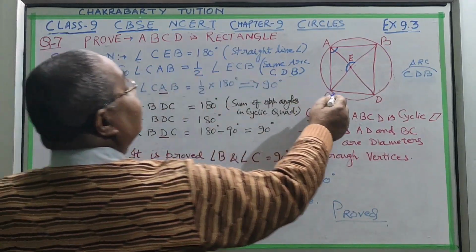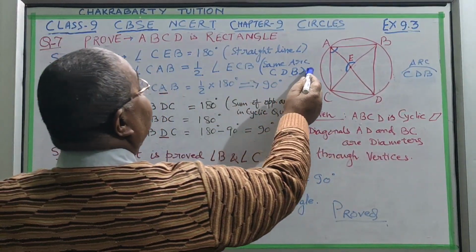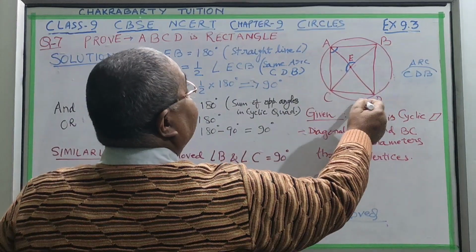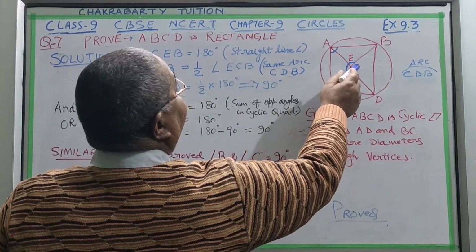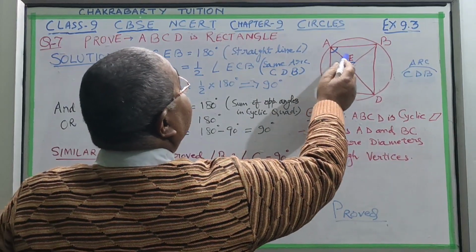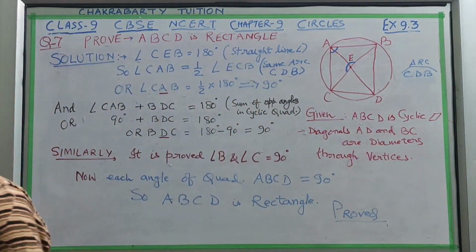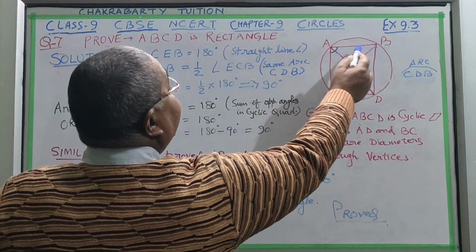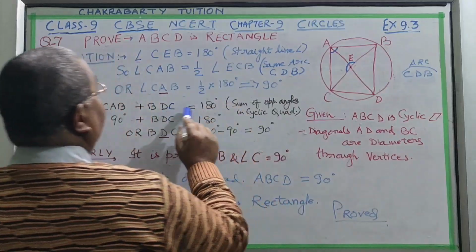Okay. And angle CAB will be half of it. Why half of it? Because the same arc CDB is making it, and as per the rule, the arc makes double the angle at the center. So if it is double, it will be half. Half of 180 is 90 degrees. So it is 90 degrees. Now this angle is 90 degrees. CAB, you have proved is 90 degrees.